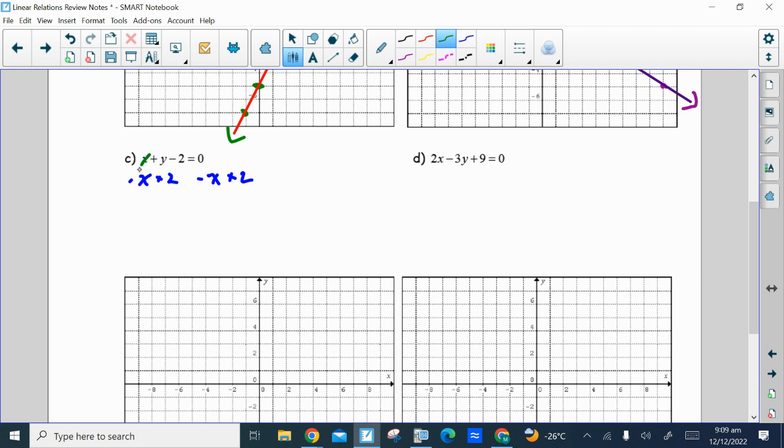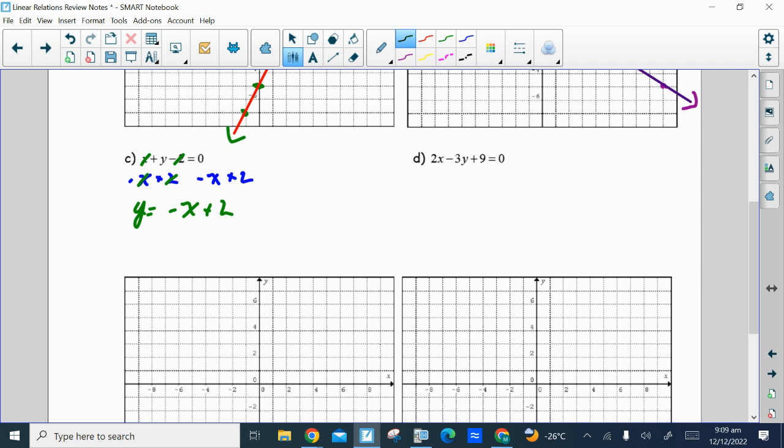So on the left, x minus x cancels, negative 2 plus 2 cancels. We're left with y by itself equaling negative x plus 2 on the right. Now it is in slope-intercept form. We've got y by itself. And on the other side, we have two terms, a term with x and the term without the x.